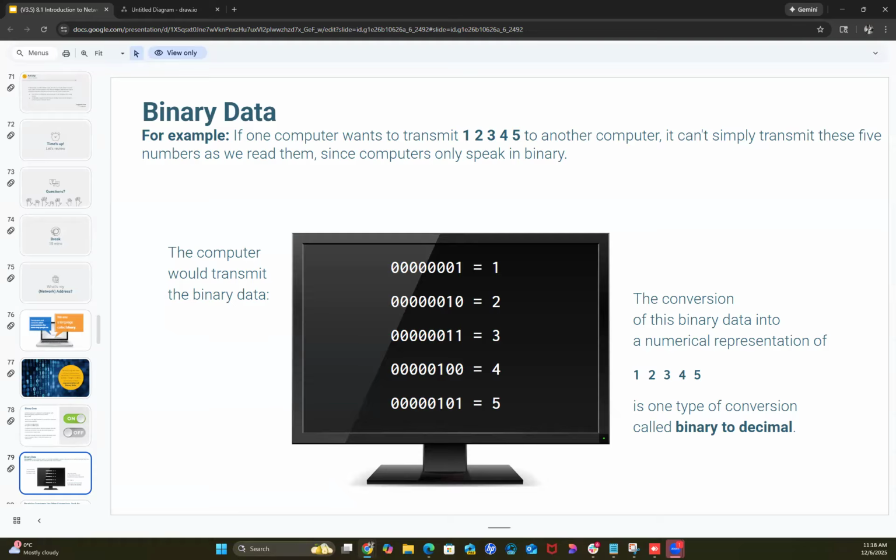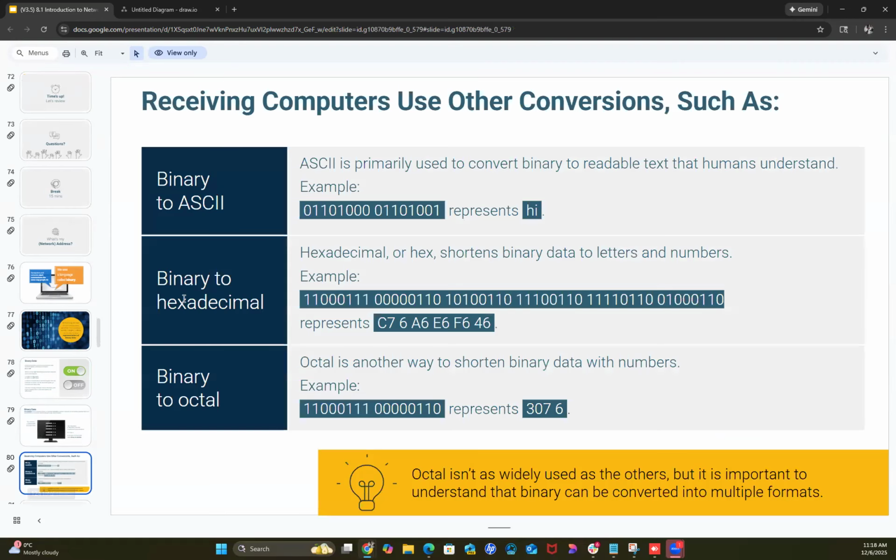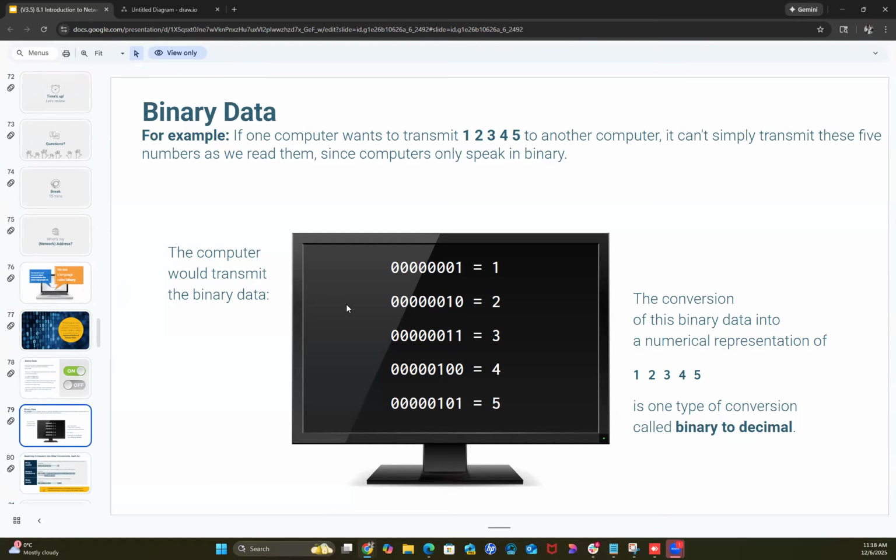So basically, this is binary to decimal. Binary to decimal means this is our decimal. What we humans read, 1, 2, 3, any number, is called decimal, and what the computer understands for this number is called binary. Any number, anything. They understand this, nothing else.